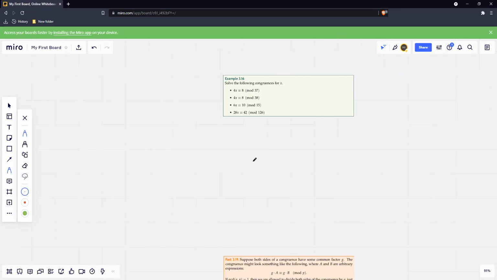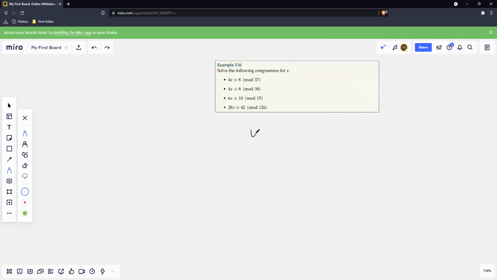Yeah, this. Solve the following. We have 4 congruences. Solve the following congruences for x. 4x is congruent to 8 modulo 37. That's your first one. Well, division is going to be really wonky. Sometimes you can use it, sometimes you can't. So I'm going to subtract everything by 8. Okay, 0 modulo 37. We're just trying to find x such that this is a multiple of 37.